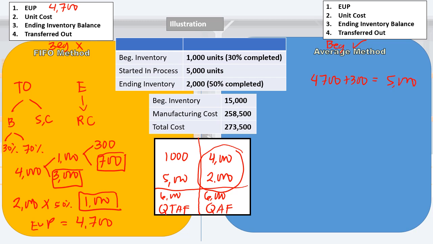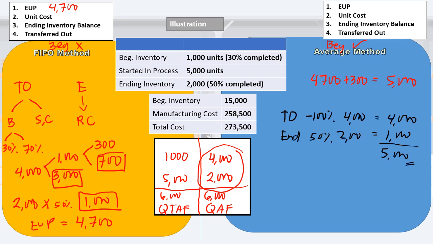So, another computation, kung medyo hindi ka sigurado dun sa una mong assumption, kung hindi mo masyado na-grasp yung concept, pwede mo rin namang gamitin yung alam na po nating data. Kasi sabi nga natin sa average method, we include all the EUP ng beginning tapos ng current natin, di ba? So, meron tayo dyang transferred out and we also have the ending balance. Kapag yung transferred out po natin ay 100% pa din. Di ba? So, 4,000 times 100%, so meron tayong 4,000 units. Sa ending naman po, 50%, so meron tayong 1,000. So technically, ang ating equivalent unit of production will be 5,000 units.